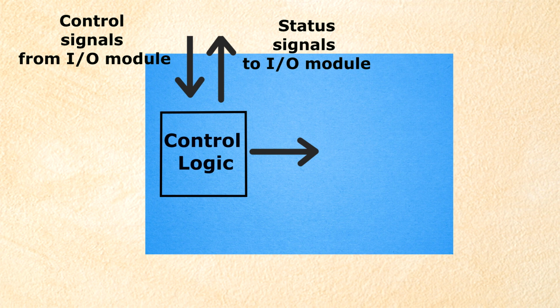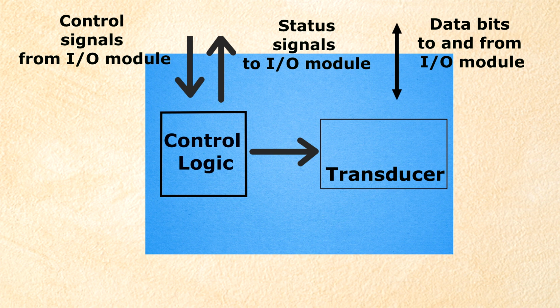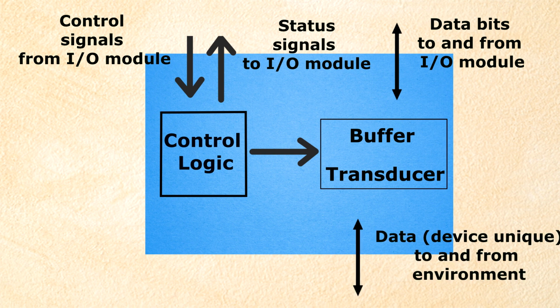Control logic controls the device operation in response to direction from the I/O module. The transducer converts data from electrical to another form of energy during output, and from another form to electrical during input. A buffer is associated with the transducer to temporarily hold data being transferred between the I/O module and the external environment.